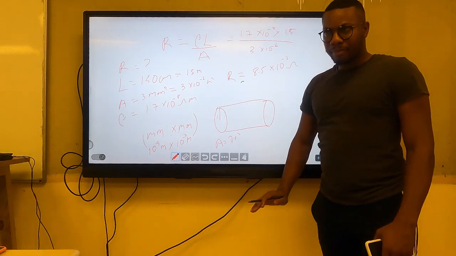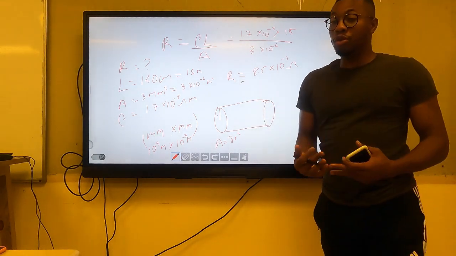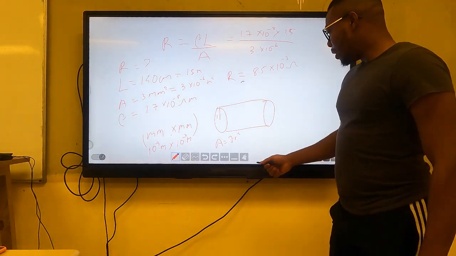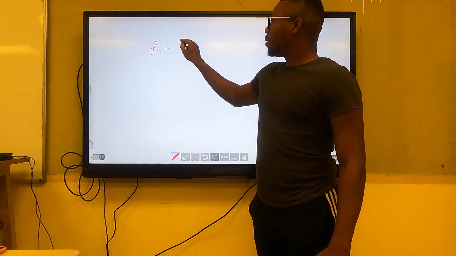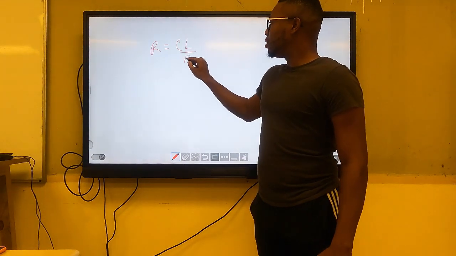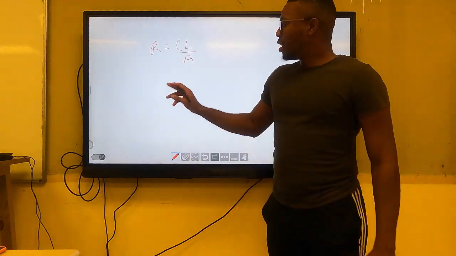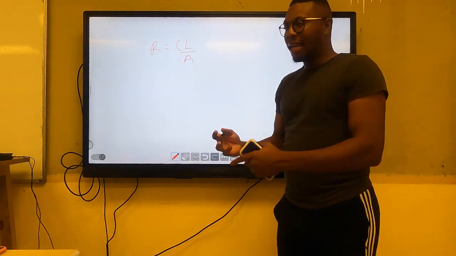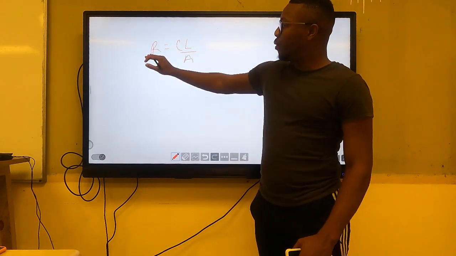This is a simple question, right? And I expect that you guys should also know how to transpose your equation. We're going to run through that very quickly. Suppose that you are given certain variables, and they ask you to find the area. Now, because area is in the denominator here, it is dividing. If I want to make that the subject, I need to find that. At this point, R is the subject.